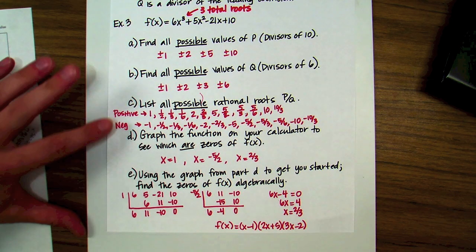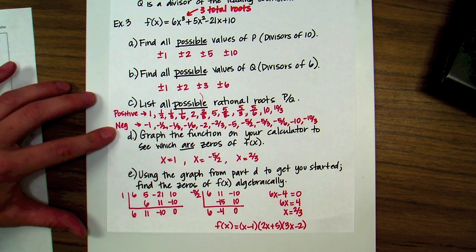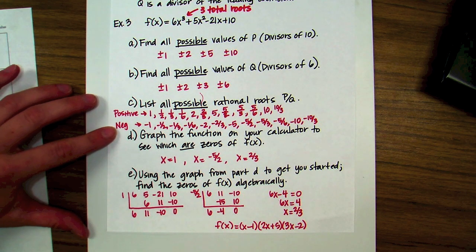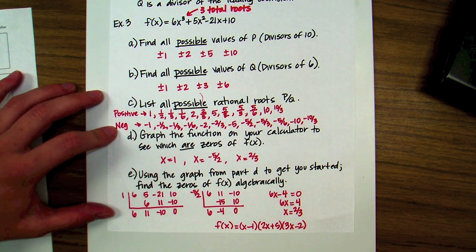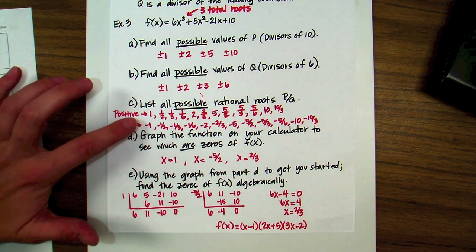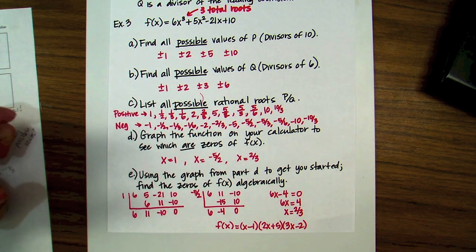Then go to your next p, which is 2, and you get 2, 2/3, 2 over 2, which is already 1. We've already got that, so 2/3, 2/6, and then go to your 5, and so on. Okay, and you've got your positives and your negatives.